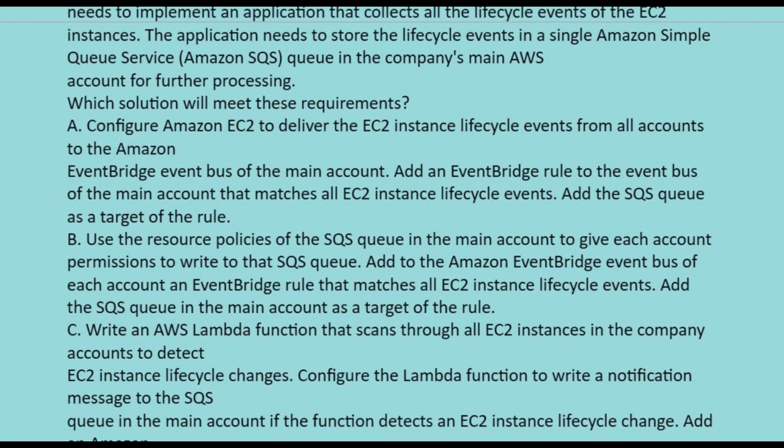Option B. Use the resource policies of the SQS queue in the main account to give each account permissions to write to that SQS queue. Add to the Amazon EventBridge event bus of each account an EventBridge rule that matches all EC2 instance lifecycle events. Add the SQS queue in the main account as a target of the rule.